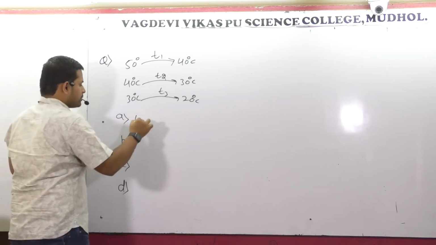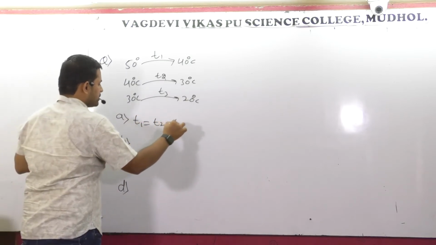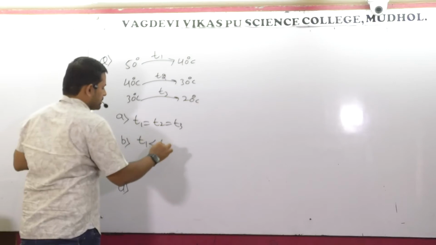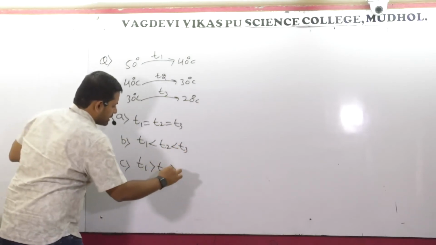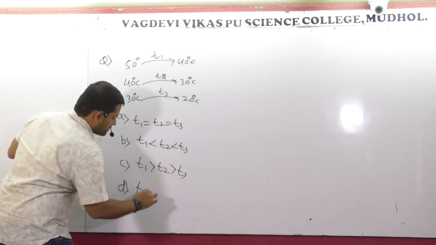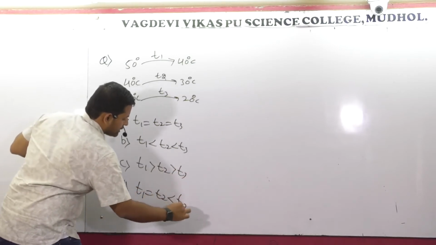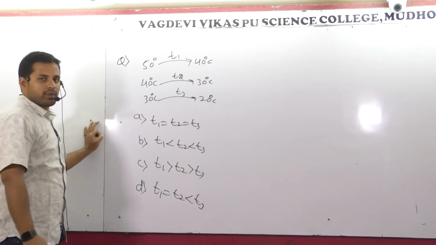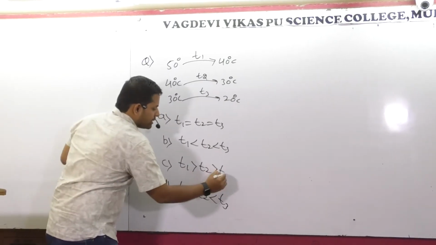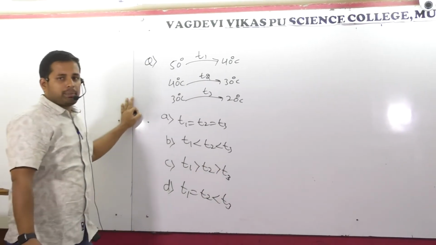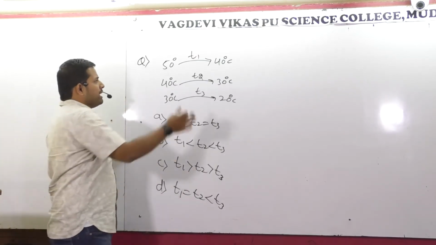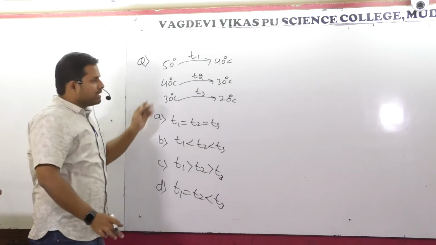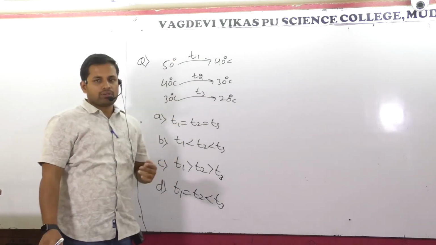The first option is T1 is equal to T2 is equal to T3, and second option T1 is less than T2 is less than T3, and third option is T1 is greater than T2 is greater than T3. Then T1 is equal to T2 is less than T3. Some options are given like this. Okay, you have to observe this and prepare the answer for this. You have to take one option here. See here, when the body is hot, it takes very less time to become cold, no?